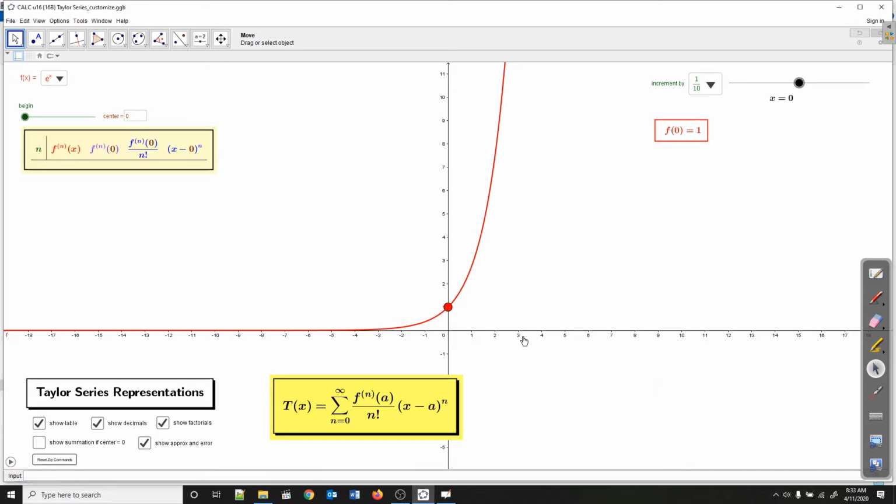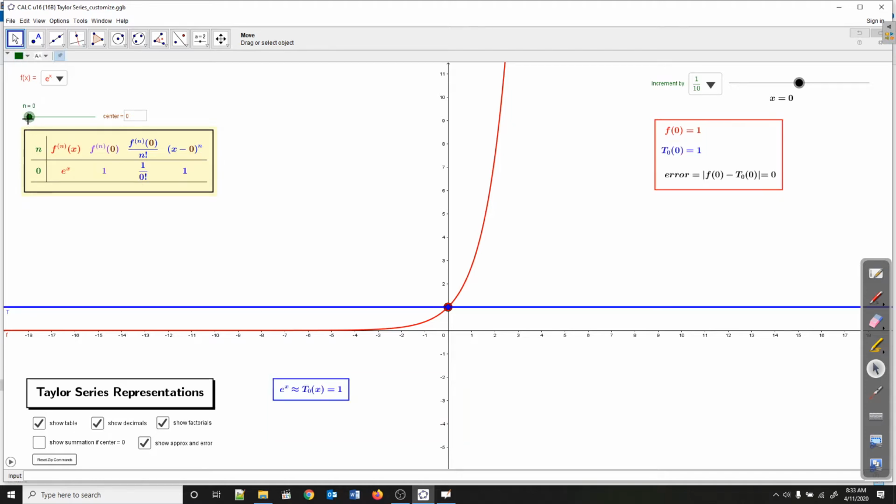How do you represent different functions using Taylor series? Let's use probably the most popular one to know, e to the x. And we're going to center at 0, because the one thing we do know is that e raised to the 0 will always equal 1.